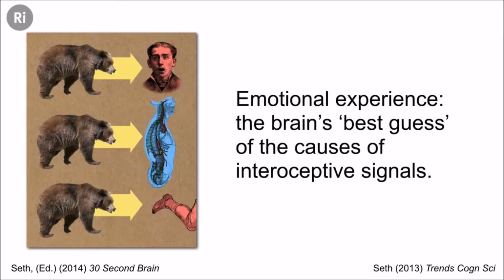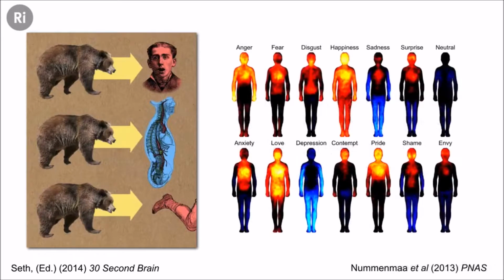So the Bayesian perspective just generalizes that idea and says that emotional experience is the brain's best guess of the causes of interoceptive signals. And this fits very nicely with a lot of evidence, and this is just one study done by a Finnish group. All they did here was have people report where on their bodies they felt various emotions to take place. So you feel anxiety in one part of your body, you feel fear in another, and so on. So our experience of emotion does seem to be intrinsically embodied.